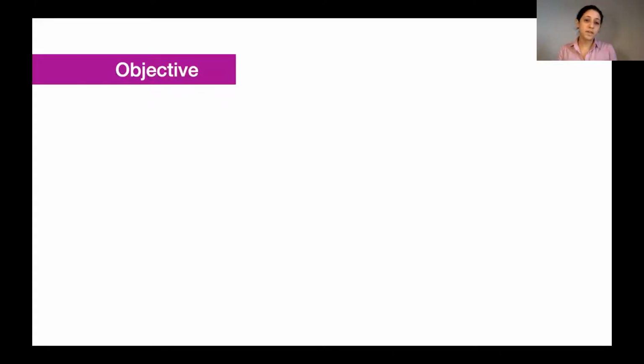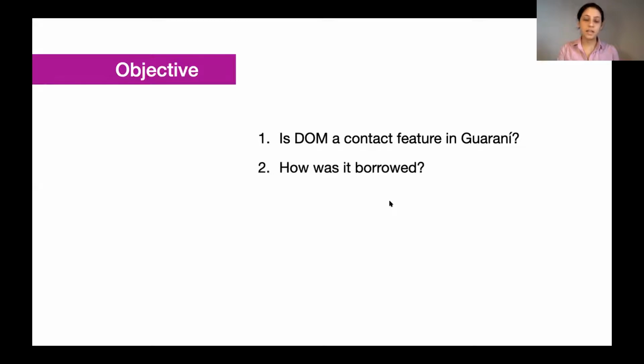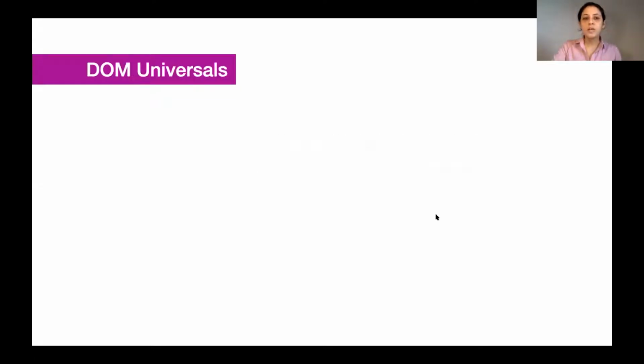Okay, the objective of this talk is to try to answer these two questions. Is differential object marking a contact feature in Guarani, as has been proposed by the previous literature? And the second question, which I know is a bold question to ask, is if this is a contact feature, how was this borrowed? So, of course, when we talk about contact features, we have to talk about universals. We have to talk about linguistic universals.